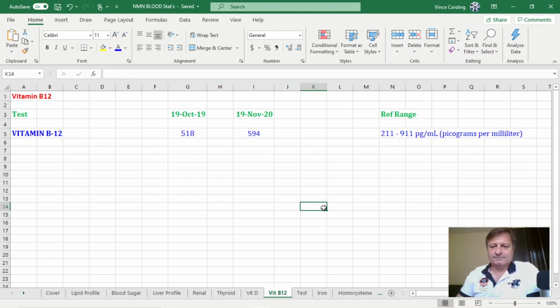Vitamin B12 was 518. It's now up to 594. And anywhere between 211 and 911 is good. So happy with vitamin B12.